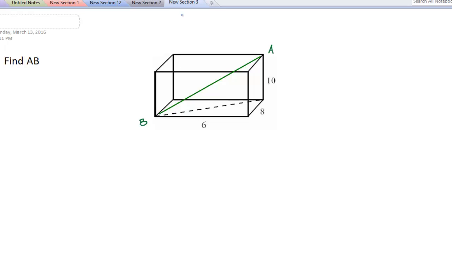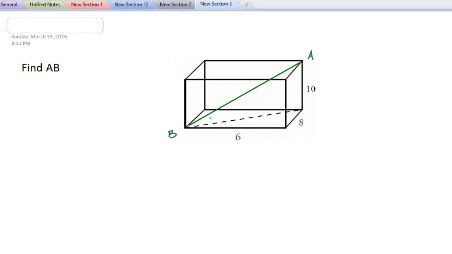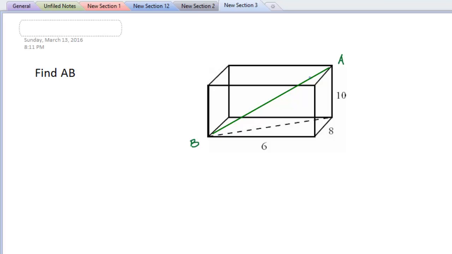You have this rectangular prism, and you can see AB. It's something that is passing through the prism. So you can imagine a little bit the 3 dimensions here, and we need to find AB. I have 6 for the length of the base, or the width of the base we can say, and the other one is 8. So 6 and 8 are the two sides of the rectangle, the base rectangle, and 10 is the height of the prism.